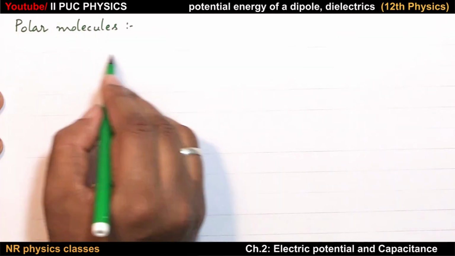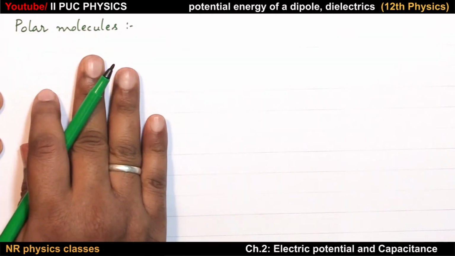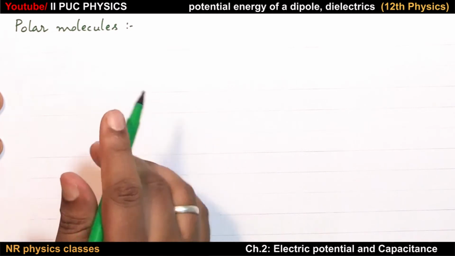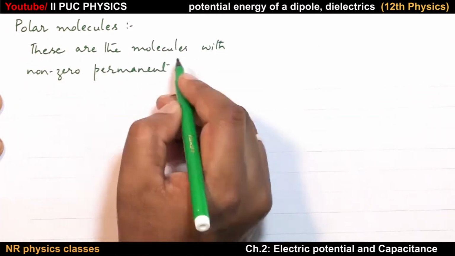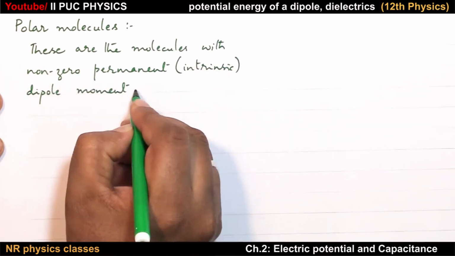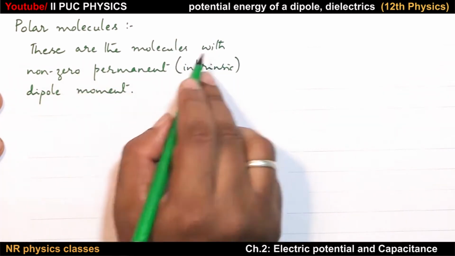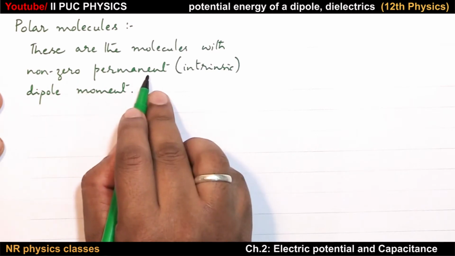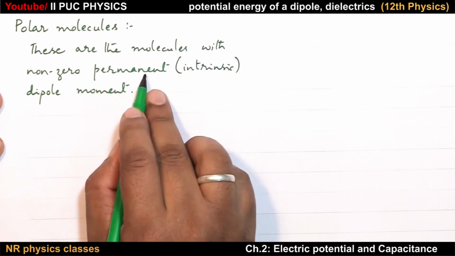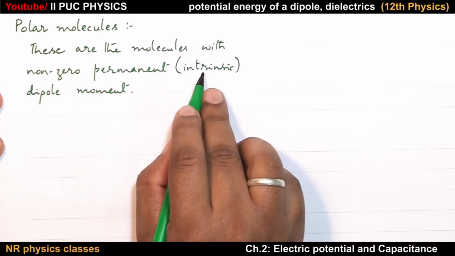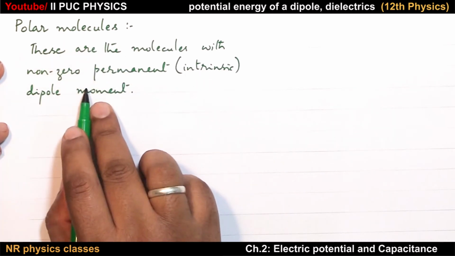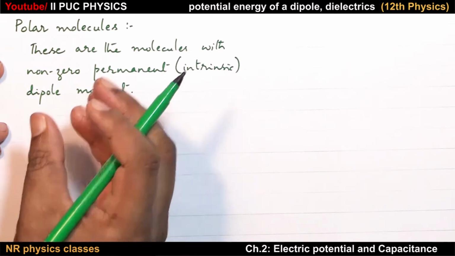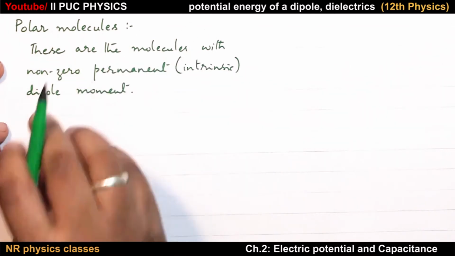Let me write and complete this statement. Only that much is enough for the NCERT syllabus. These are the molecules with non-zero permanent dipole moment. Non-zero permanent means there should be intrinsic dipole moment. So polar molecules are the molecules with intrinsic dipole moment. The molecule should have the dipole moment.